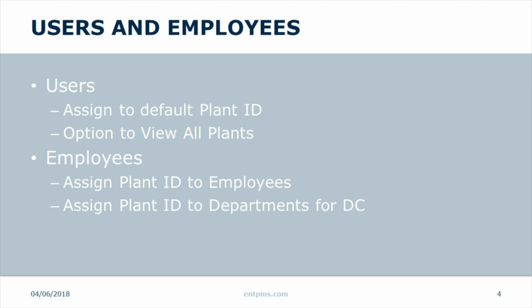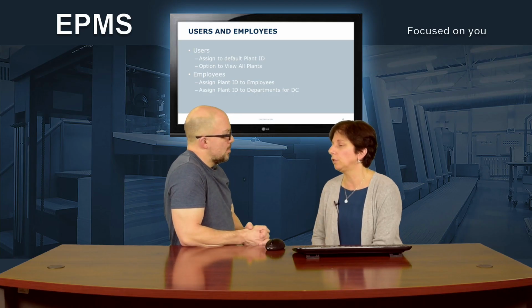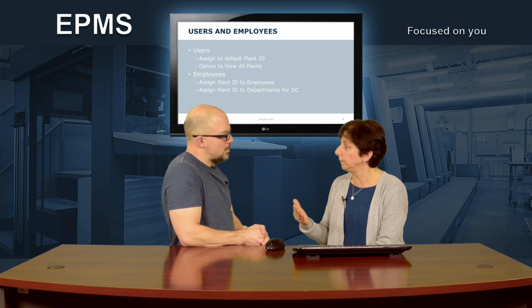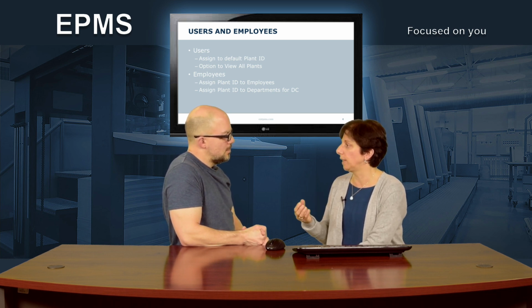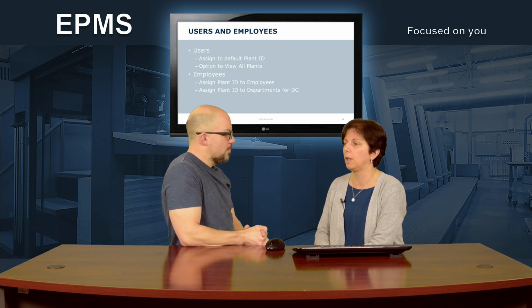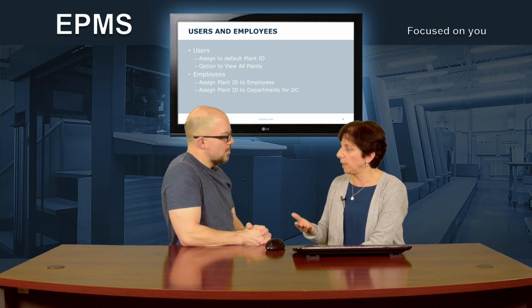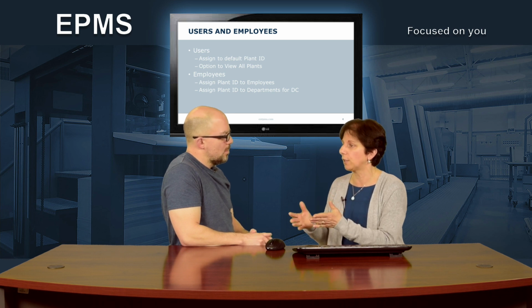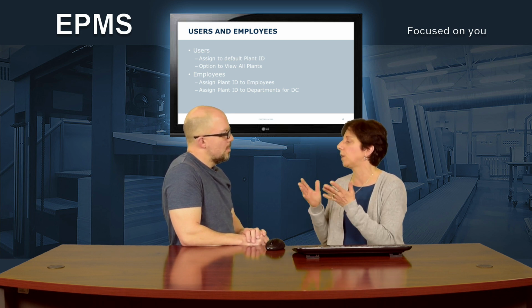Regarding employees, these would be your CSRs, estimators, purchasing agents, and data collection employees. You can assign a plant ID to the employees, and that would limit the list. So for example, for CSRs, anybody that's in plant 1 will only see CSRs assigned to plant 1, estimators assigned to plant 1, and purchase agents assigned to plant 1 when they go to assign those to estimates, orders, POs. For data collections, you can assign employees to a particular plant, and you can assign departments to a particular plant. So when you're in data collections, you'll only see departments and employees associated with those plants.